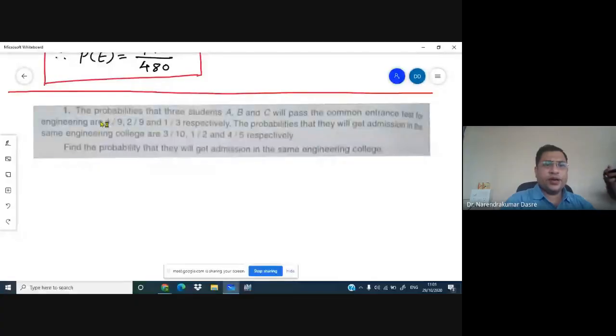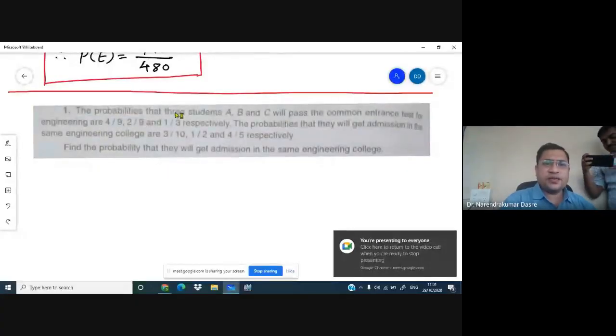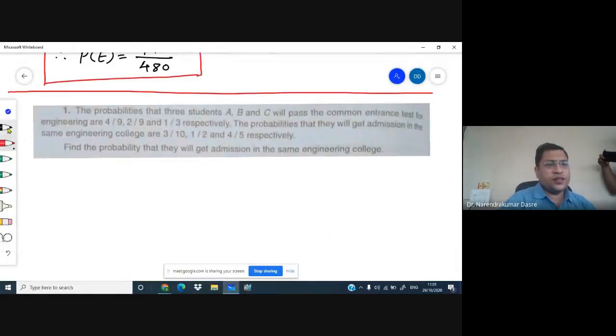Yes, right. You have three students, and you have the event of getting admission in the same engineering college. So here the probabilities are that the three students A, B, C will pass the common entrance test. Okay, so we'll go with the solution.